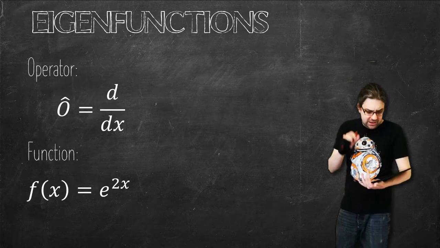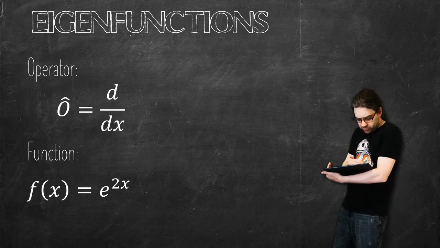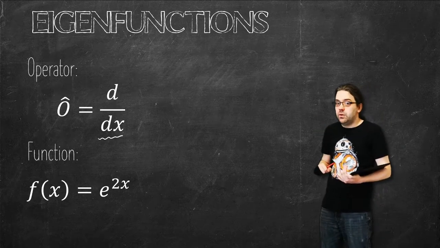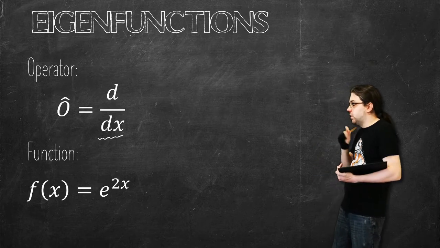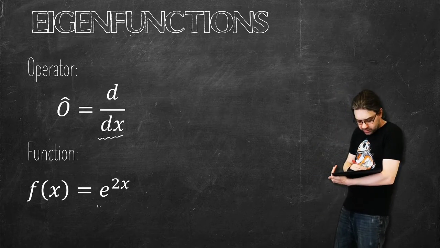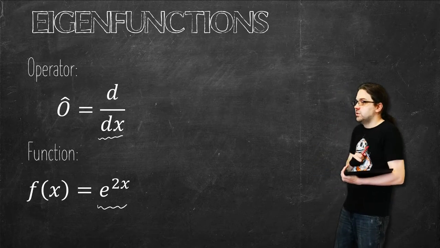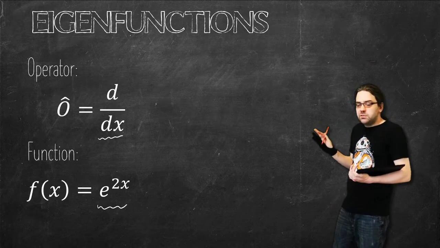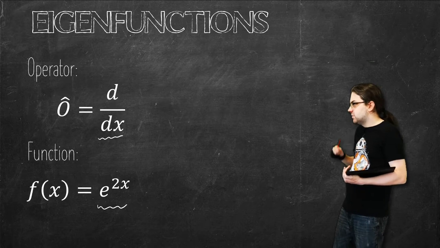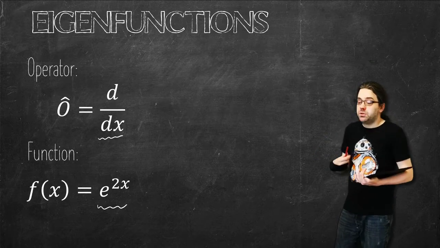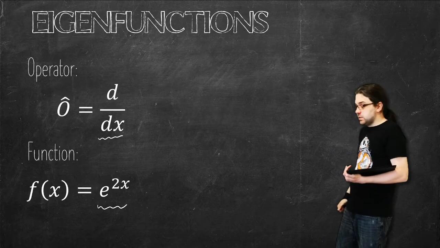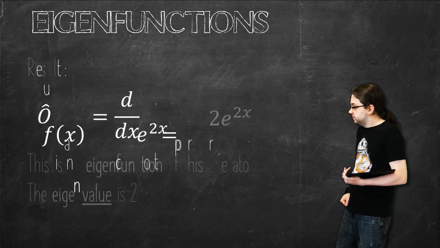An eigenfunction that is would be something like this. So an operator here is d by dx. We're taking a derivative. So if you've done some calculus, you'll be comfortable with that. And the function is e to the power 2x, or exponential 2x. Most eigenfunctions will be in this format because of the properties of how exponentials interact with derivatives. So let's do it. Let's see what the result is.